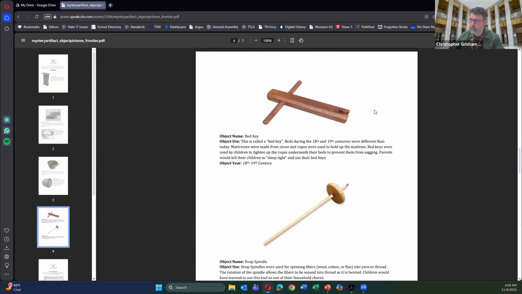A bed key, which would be used to tighten ropes that held up mattresses on a wood bed frame. If you've ever heard the term good night, sleep tight, that is what the bed key refers to, tightening the ropes under your mattress so your bed would stay nice and level and flat while you slept in it.